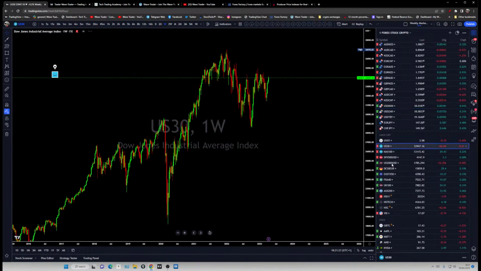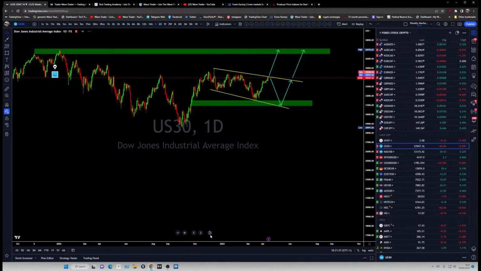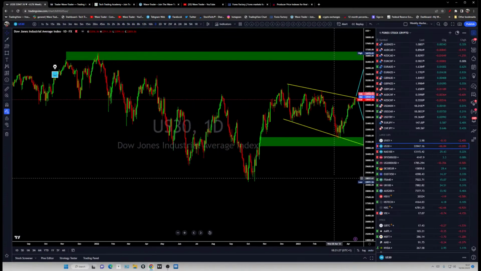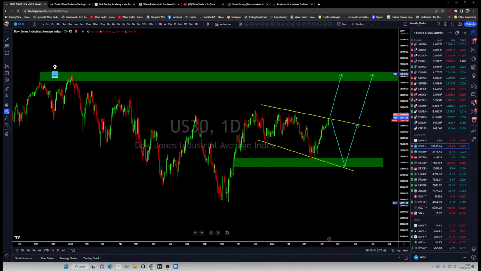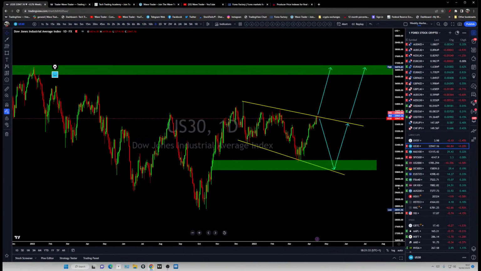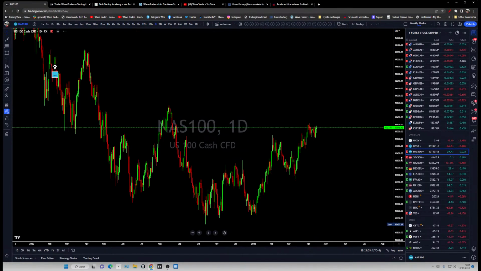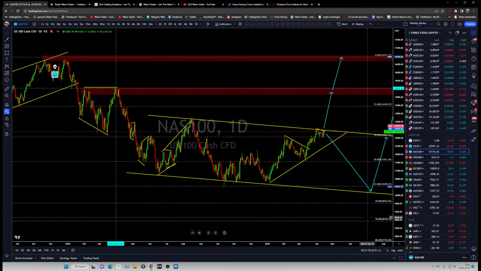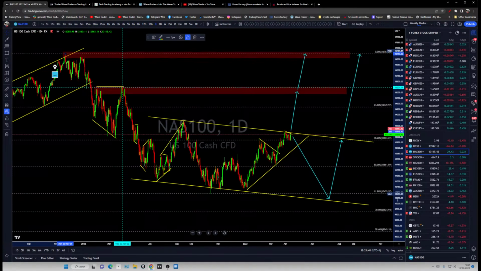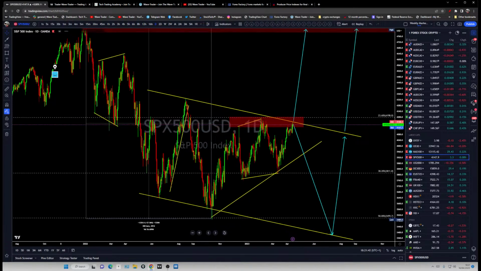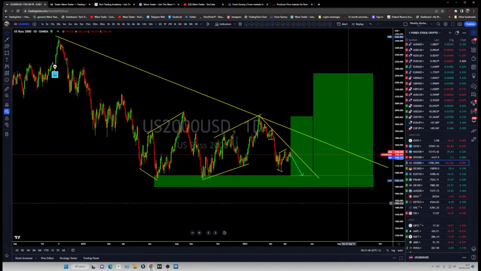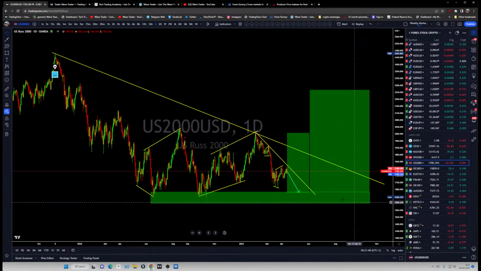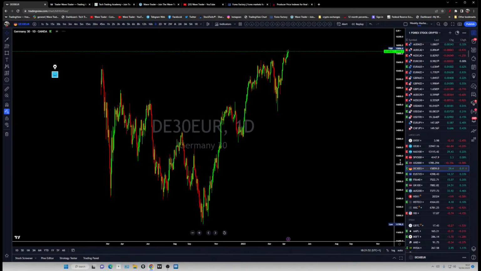If I look at the indices, the structure is showing very clearly. Nasdaq 100 index continues to push higher, but we can still see another leg lower. The same for the S&P 500. The US Russell 2000 is under pressure, so we may see one more leg lower.